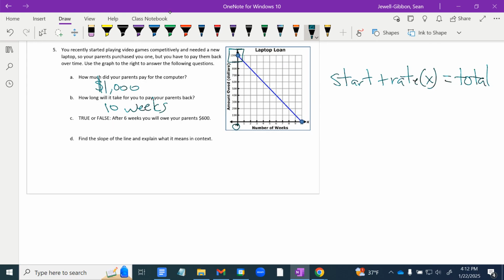All right, next one is true or false. After 6 weeks, you will owe your parents $600. So we're just going to go ahead and check out our coordinate grid here. After 6 weeks, we'll find 6 weeks on our input axis here. You will owe your parents 600 bucks. So let's go ahead and follow this thing up and see. Going over, that is not true. So after 6 weeks, you'll owe your parents $400. That is false.